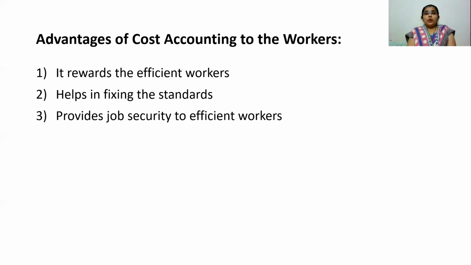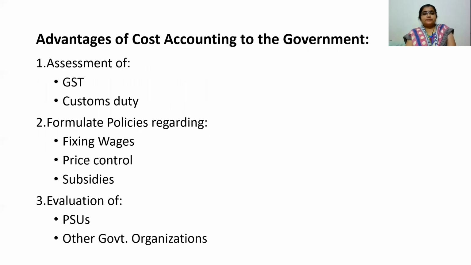Then we have advantages of cost accounting to the workers. What are the important advantages if we are following the cost accounting procedures, rules and regulations in that respect? It rewards the efficient workers who work for an organization, and the reward can be given as sufficient to the work. And then it helps in fixing the standards, and it provides job security to the efficient and effective workers of the organization.